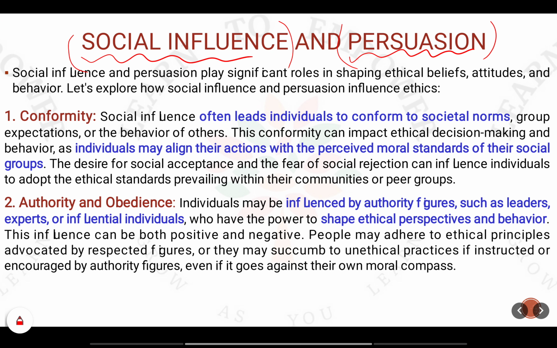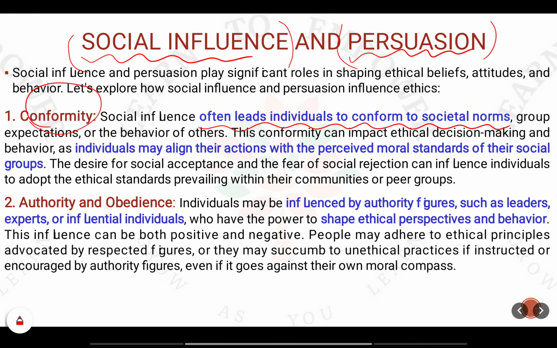Now, the people of social influence, right? When there is a peer group, a pressure group, or classmates, and they are of a certain opinion, you want to conform with their opinion. So social influence wants to have conformity. This often leads the individual to conform to the societal norms.